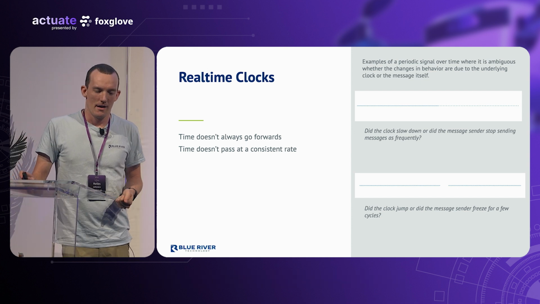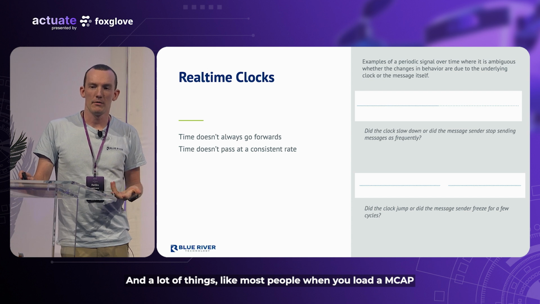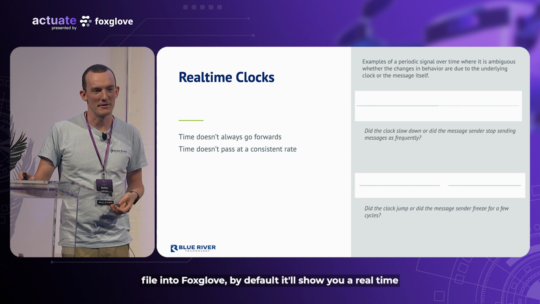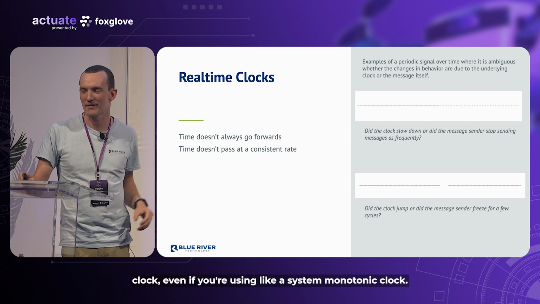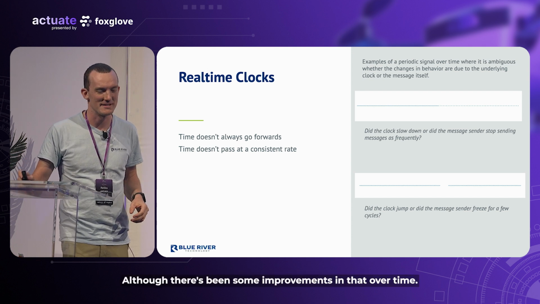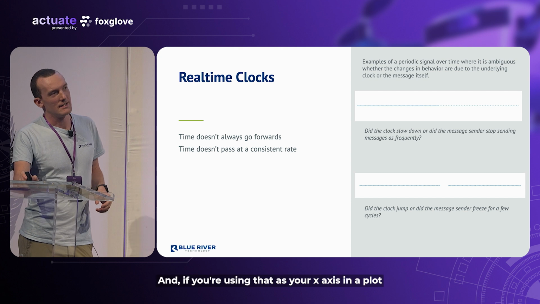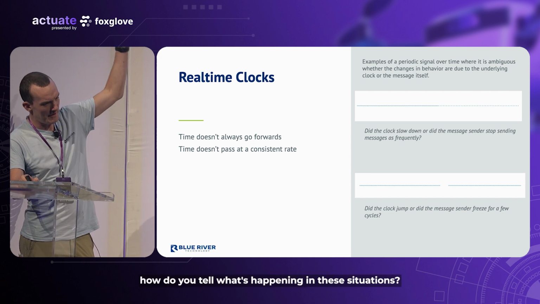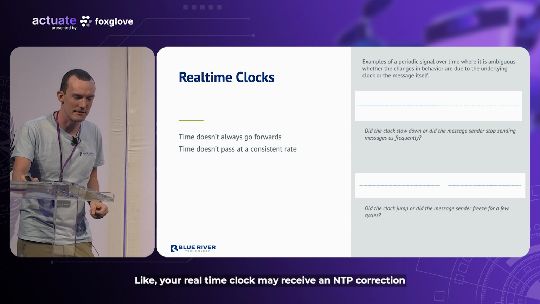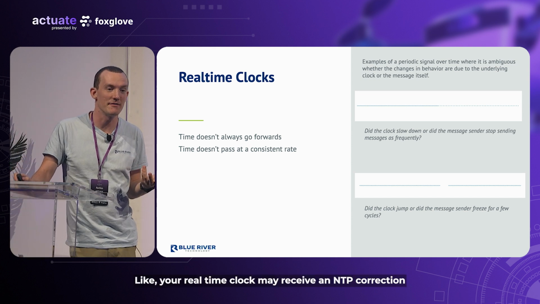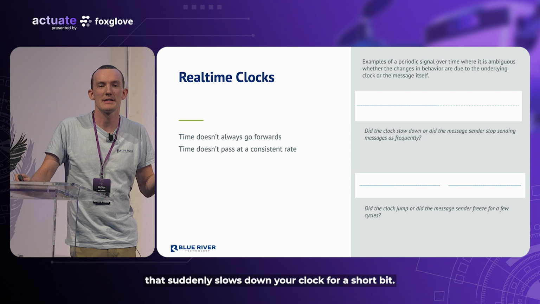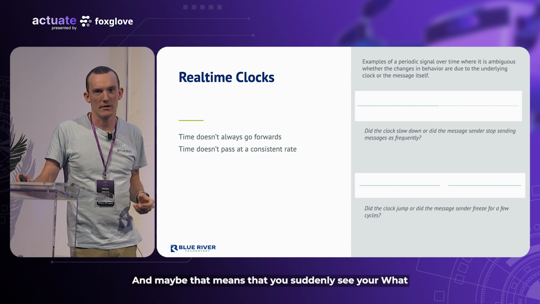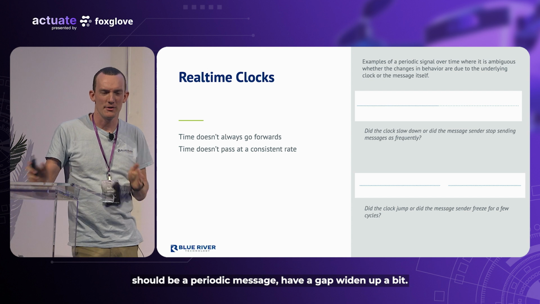And a lot of things, like most people, when you load a MCAP file into Foxglove, by default it'll show you a real-time clock, even if you're using like a system monotonic clock, although there've been some improvements in that over time. And if you're using that as your x-axis in a plot, how do you tell what's happening in these situations? Like, your real-time clock may receive an NTP correction that suddenly slows down your clock for a short bit.